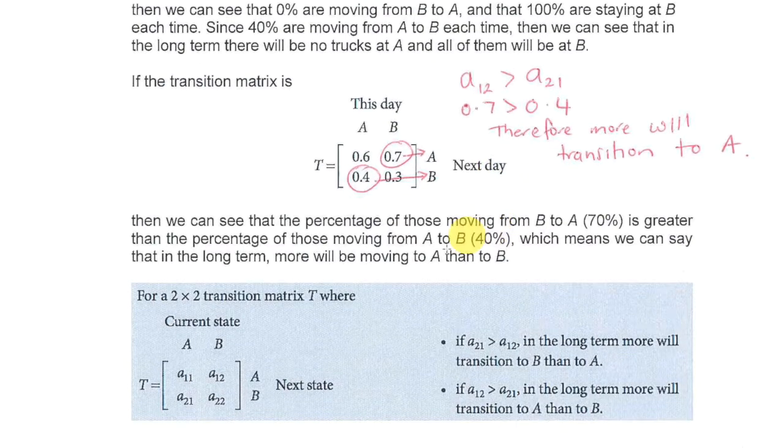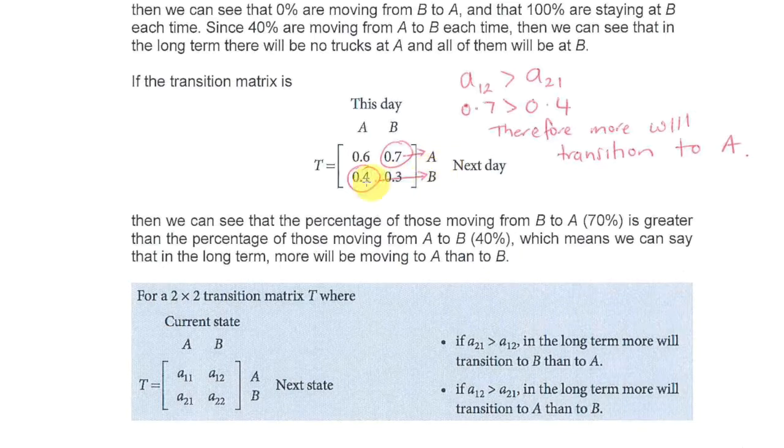Now the key to looking at long-term trends is to consider this diagonal. Remember this diagonal here, this leading diagonal, represents 60% going from A to continue at A and 30% starting at B, continue to remain at B. So if we look at this particular diagonal, the 0.4 represents of those that were at A for a particular week or day, 40% will move across to B. And the 0.7 represents that 70% of those that were at B will move across to A.